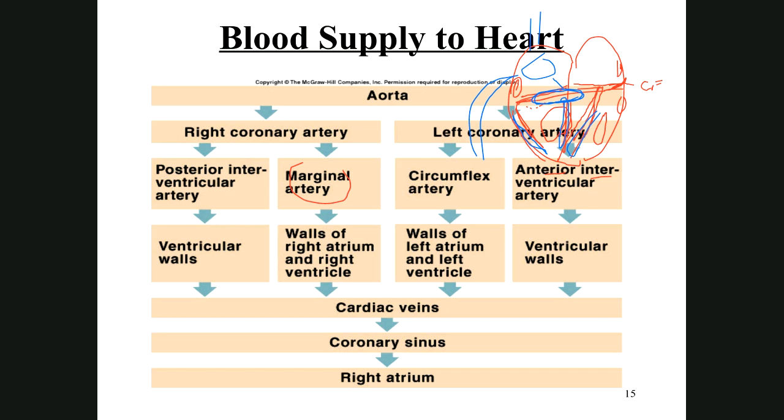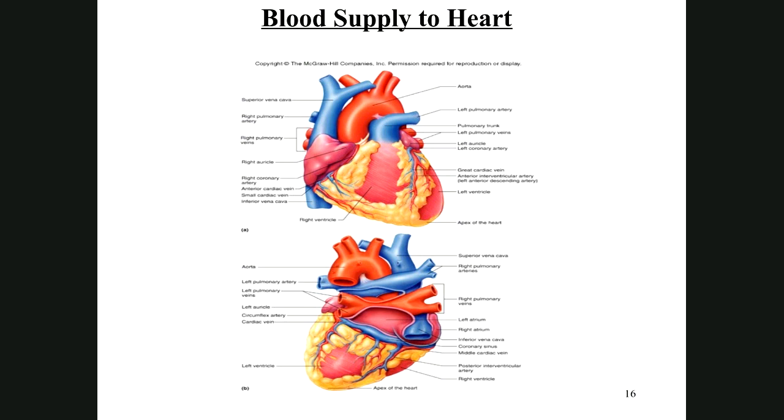Now, if that doesn't make sense, this probably will help. You can see this right here, that's the right coronary artery. The right coronary artery opens up at the base of, or near, the aortic semilunar valve, right there. The right coronary artery branches into the marginal artery, which is this one, and then it goes all the way to the back. So this is the anterior view, and this is the posterior view.